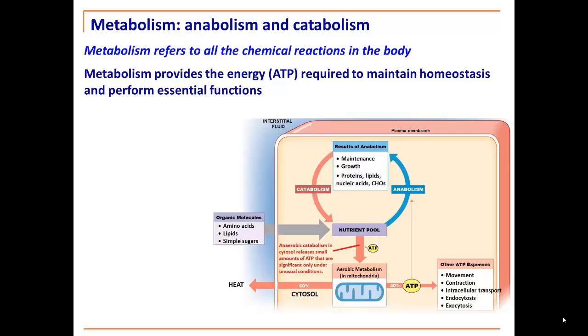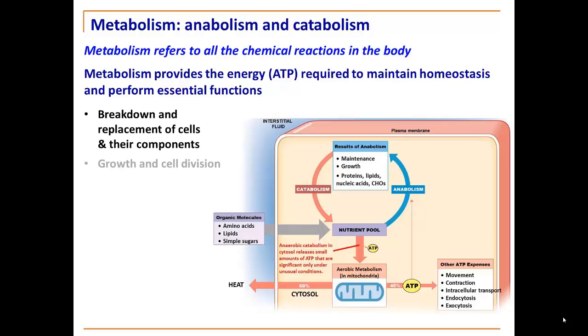So in other words, what we're really thinking about, metabolism is providing the energy, the ATP required to maintain homeostasis and perform essential functions. Now, some of those functions, the ATP might be required for breaking down and replacing cells and their components, which we're doing all of the time. It's required for growth and cell division, so we can get bigger, we can make more cells. And various secretions throughout the body require ATP. Contraction, if you're thinking about your muscles. Nervous system, generation of action potentials, and therefore information transfer throughout the body via the nervous system.